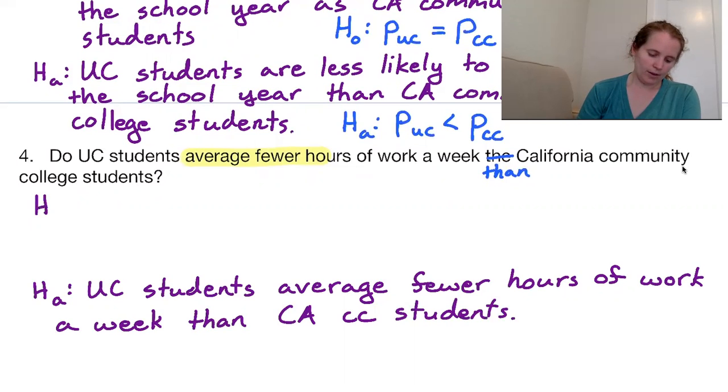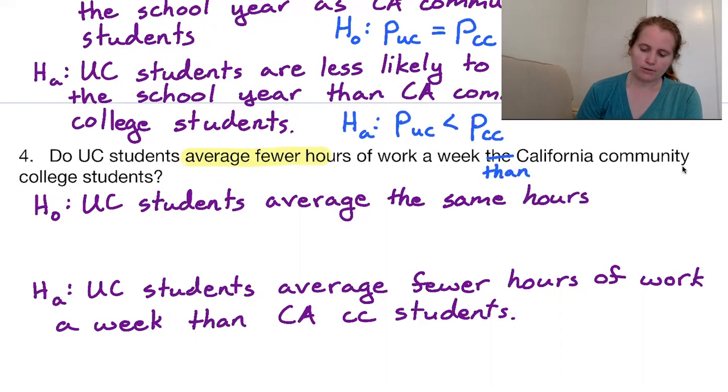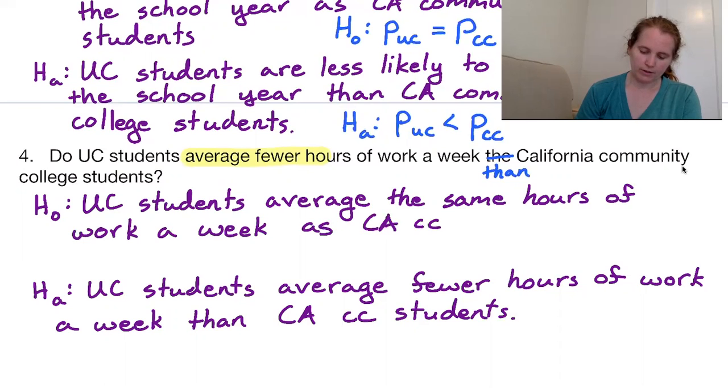And our null hypothesis would be, without the lean, they average the same hours of work. So UC students average the same hours of work a week as California community college students.